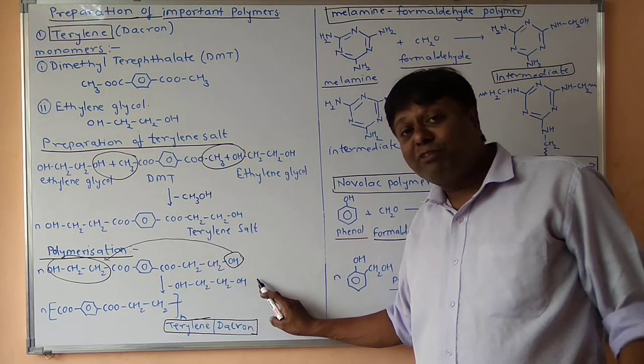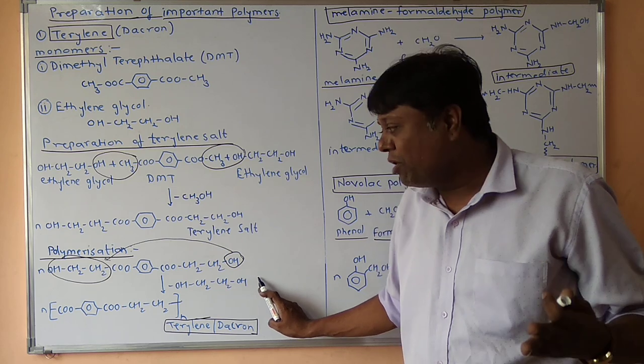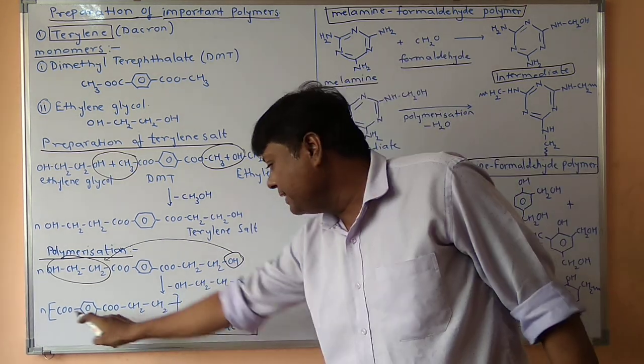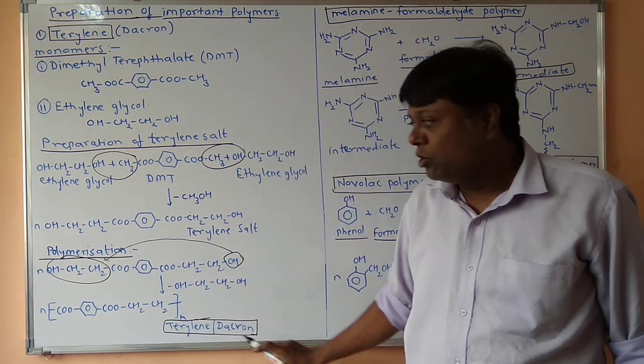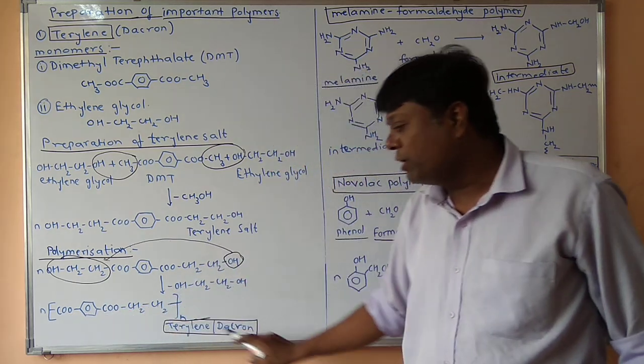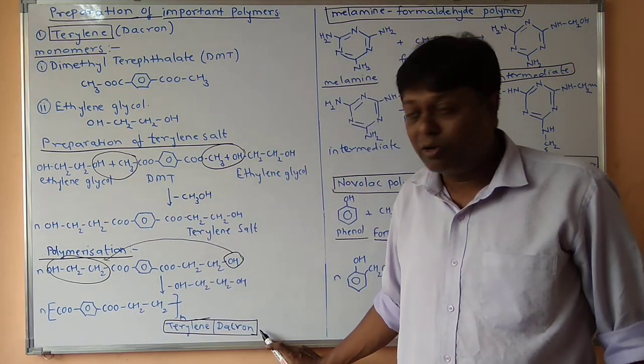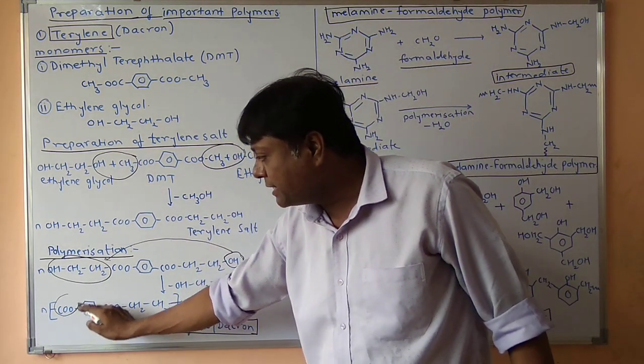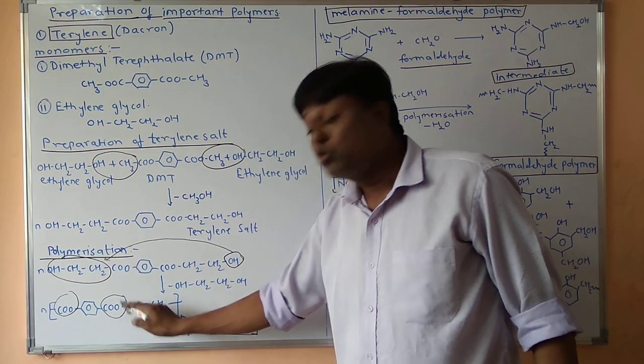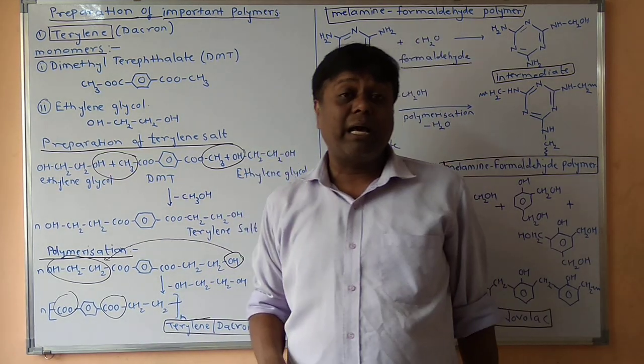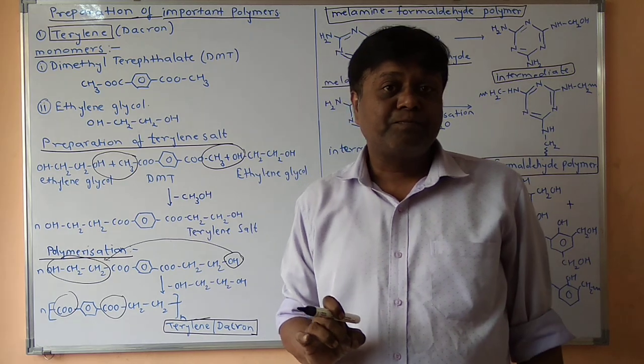So after removal of ethylene glycol, we'll get the terylene or Dacron. So this fiber is called terylene or Dacron. See here, there are linkages of COO. So because of that, it is called a polyester fiber.